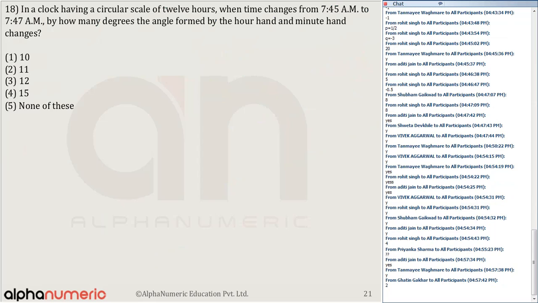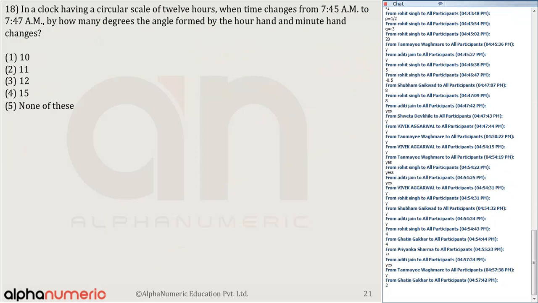18th. In a clock having a circular scale of 12 hours, when time changes from 7:45 to 7:47, by how many degrees does the angle formed by the hour hand change? अच्छा ये तो बहुत simple question था. 18th का answer, let me see, most of you had said option number B, 11. That's right, 11 degree. ठीक है.